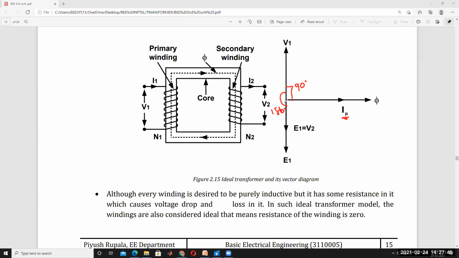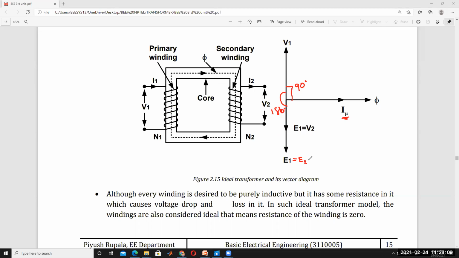So 180 degrees is the angle between V1 and E1. The supply voltage and counter EMF E1 are exactly in phase opposition, 180 degrees apart. So here, this is E1, and this is E2. E1 is equal to E2 also.